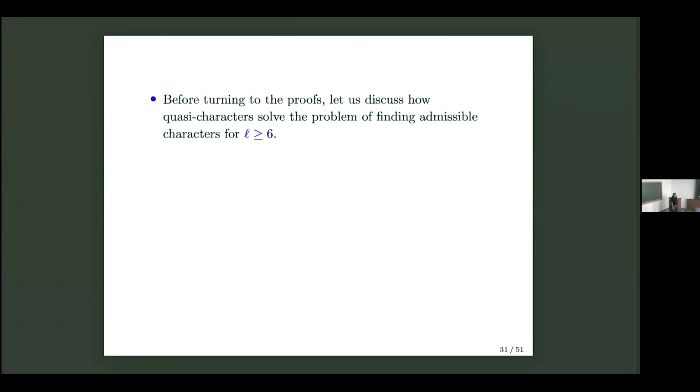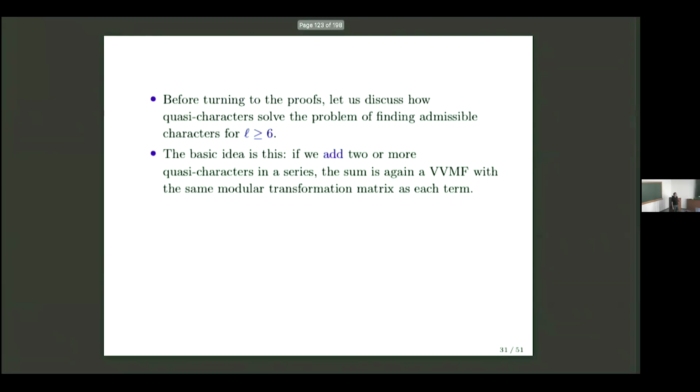But before that, I need to motivate why we are studying these. I haven't told you how we get admissible characters out of them. And the basic idea is this. Since all of these quasi-characters in a family have the same modular transformations, I can add them, and I'll still have the same modular transformations. So when I add them, I get a new VBMF. But miraculously, even though each term has Wronskian index 0, every time I add them, the Wronskian index jumps by 6. It's a very beautiful thing that one can show.